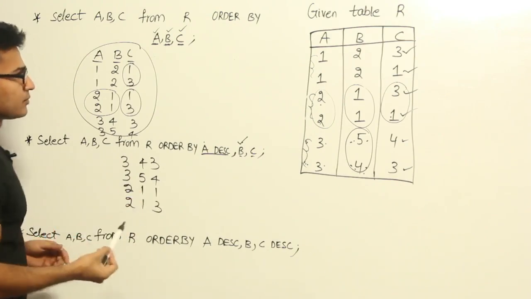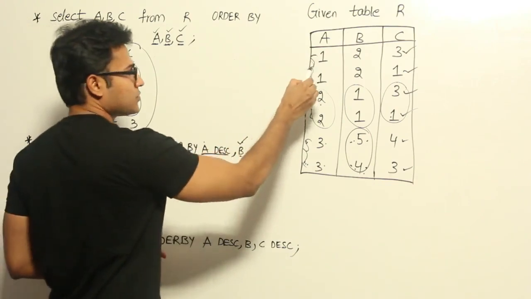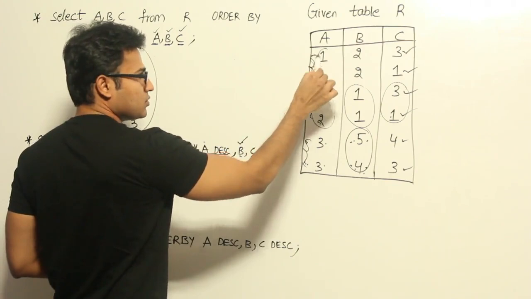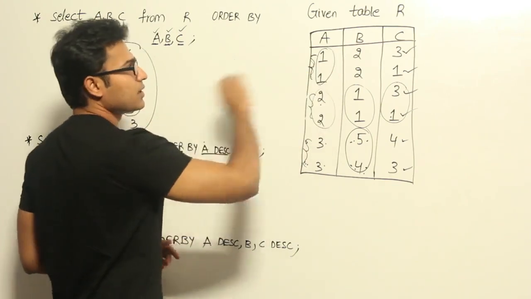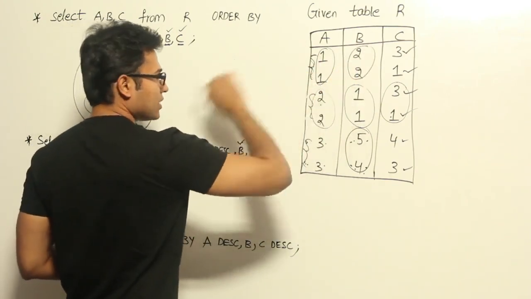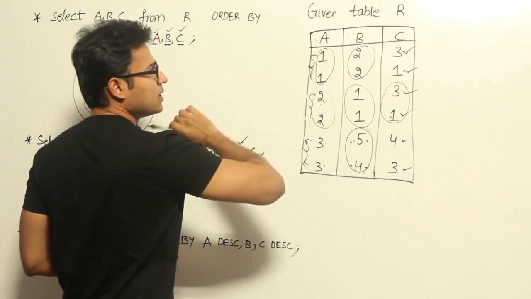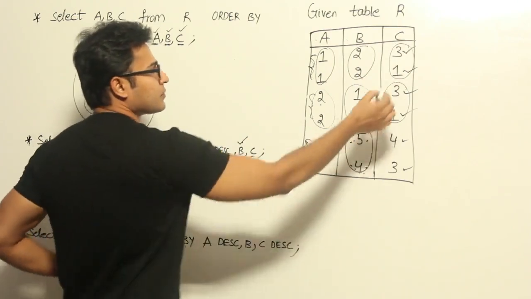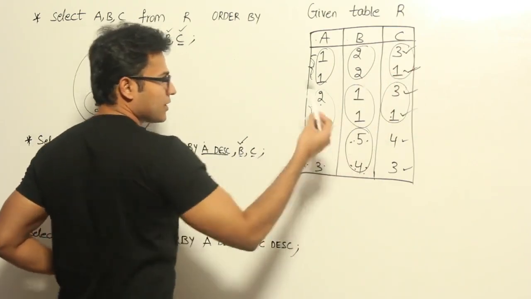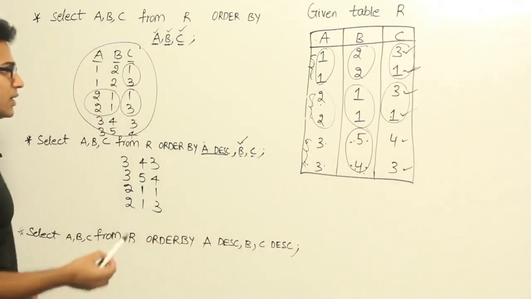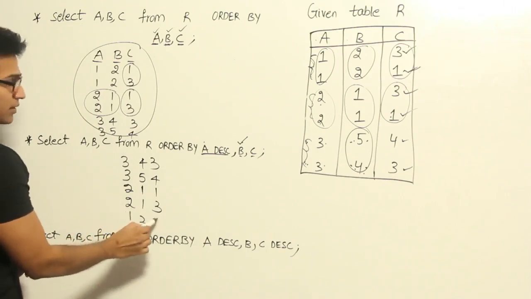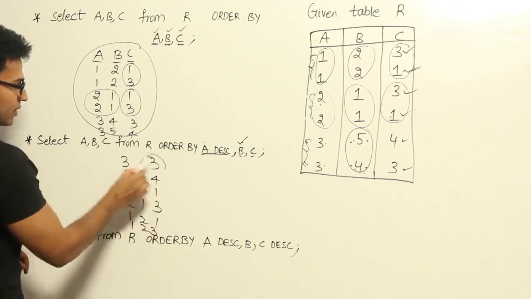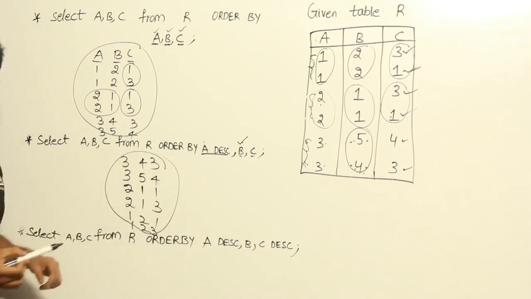Got it? And the next one is where the A value is 1. Among these two tuples, A is the same and B is the same, so you cannot decide anything there by using either A or B. Therefore you have to use the value of C. If I use the value of C, the least one is 1. Since C has to be displayed in ascending order, the first one that has to be displayed here is 1 2 1 and the next one is 1 2 3. Got it? So this is how this will be displayed.